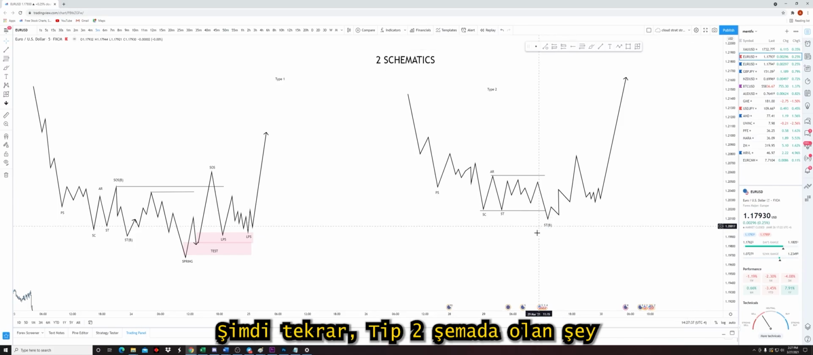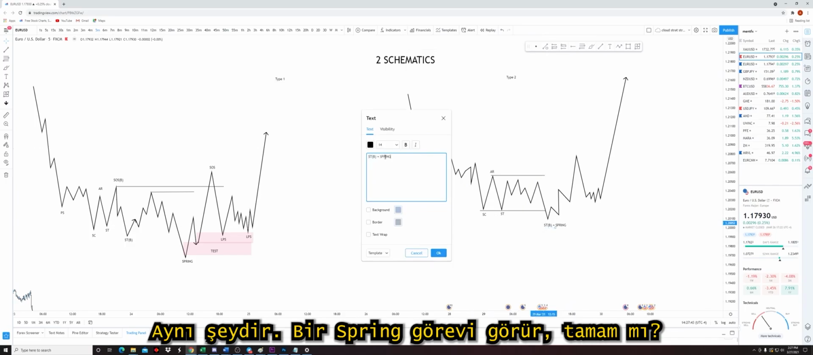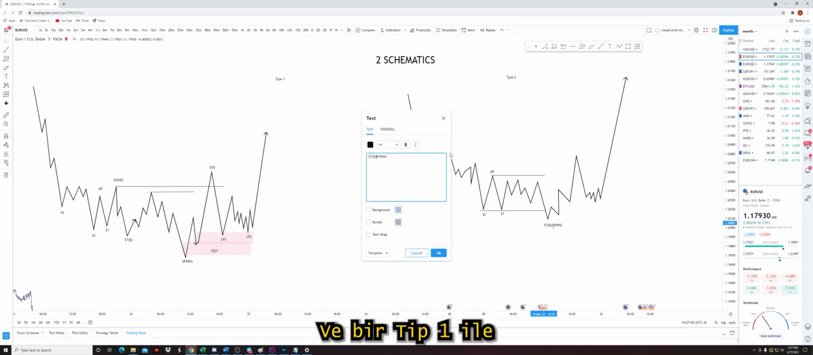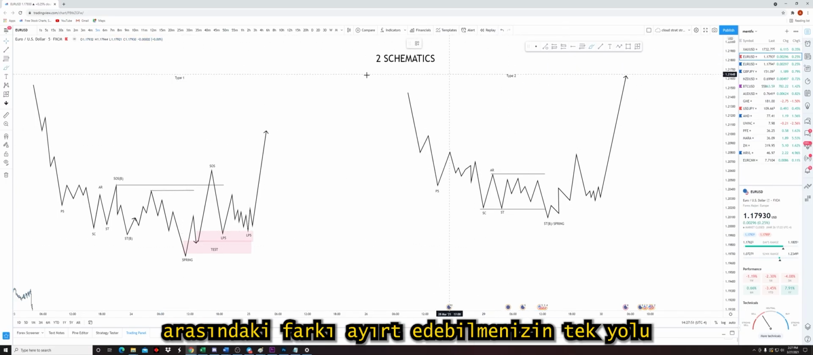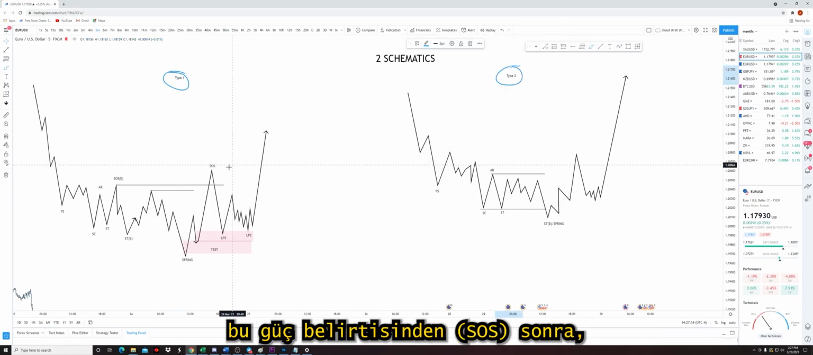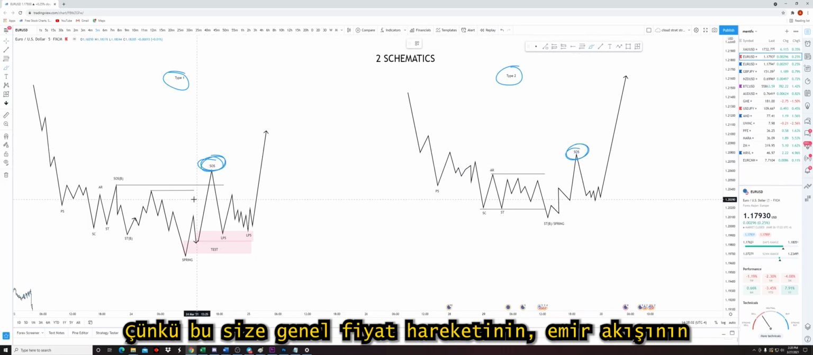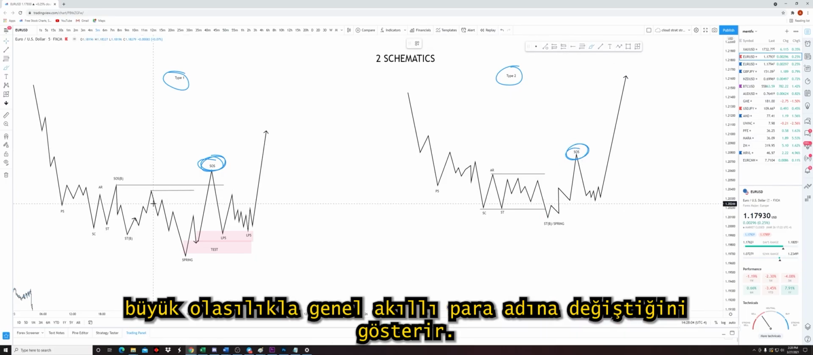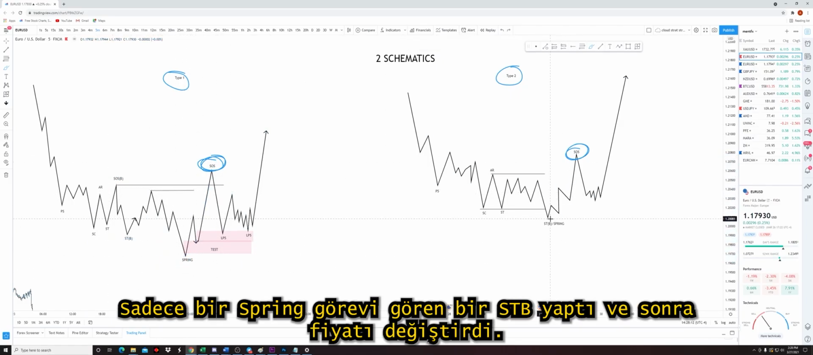Now again, what happens in a type 2 schematic is that your ST and B actually equals spring. It's the same thing. It acts as a spring, okay? And the only way that you can differentiate between a type 1, so pay attention, take notes, between a type 1 and a type 2 schematic is after the sign of strength, after this sign of strength break occurs. Because what this shows you is that overall price action, order flow wise, has most likely shifted on behalf of overall smart money. And in this case, it's not a type 1 schematic where it made a spring and then shifted. It only made an ST and B that acted as a spring that then shifted price.